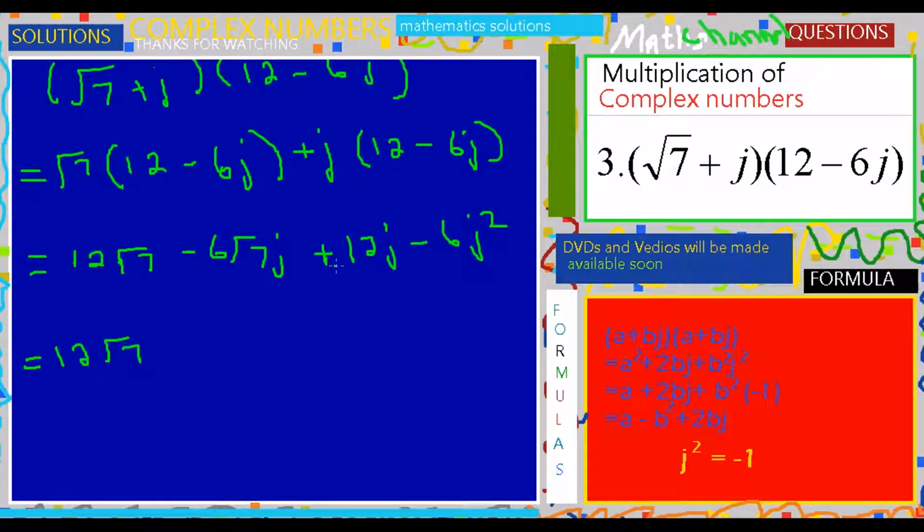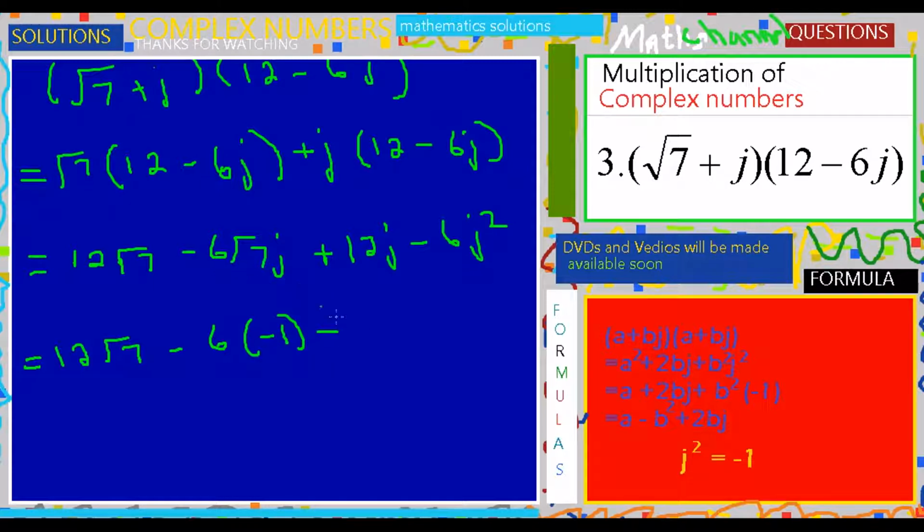Taking the j as a common factor, let's transfer the 6 to this side, and then changing the i squared to negative 1. I say i squared is negative 1. So complex numbers deal with i squared, which is a negative number. Where you see a j squared or i squared, we call it both, you will replace it by negative 1. So let's add this on top.